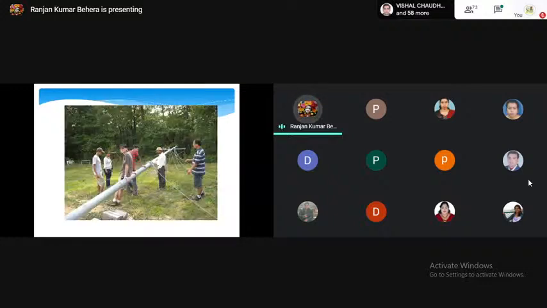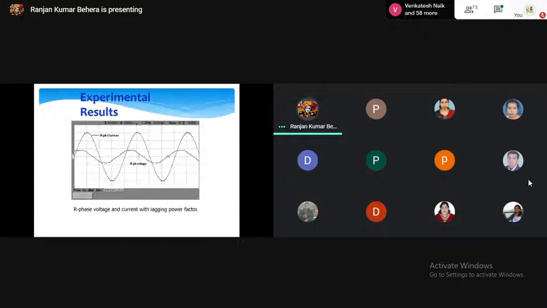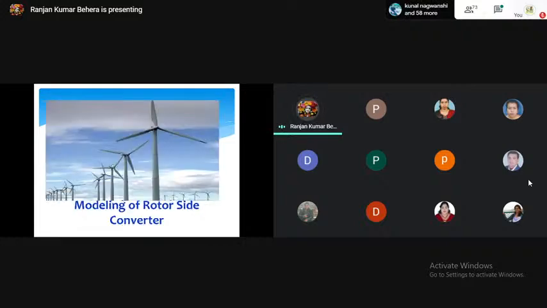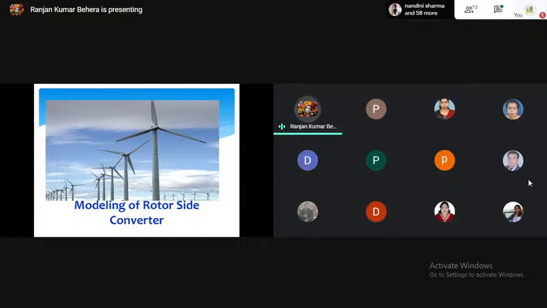So this complete unit is designed with 5 kilowatt. And if you see, this is our simulation, this is the experimental result. You can see this converter is operating at unit power factor. And this one, you can see that it is operating at lagging power factor. And in this experiment, you can see that it is operating for the leading power factor. So at any designed power factor, you can design this system.